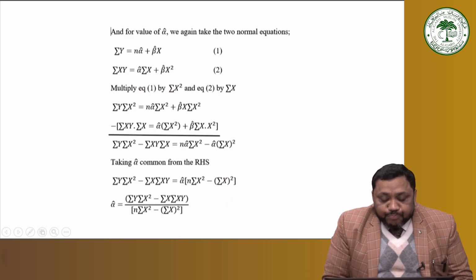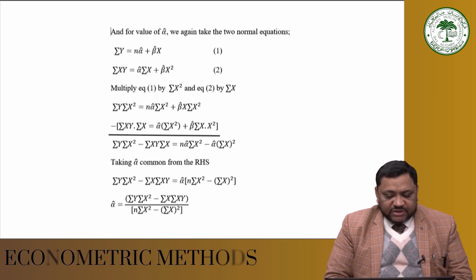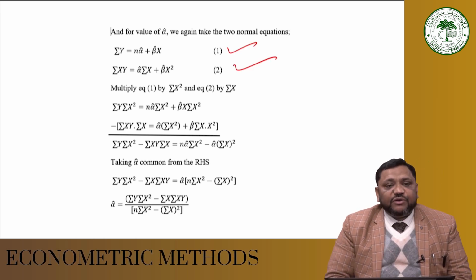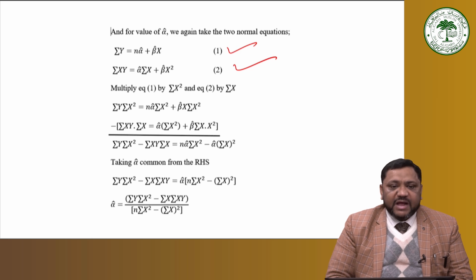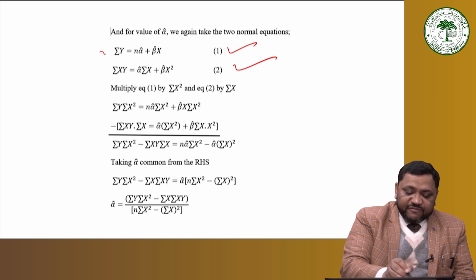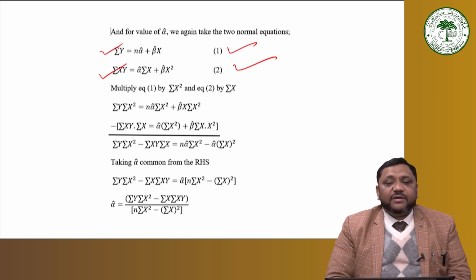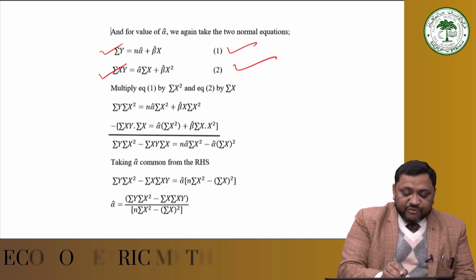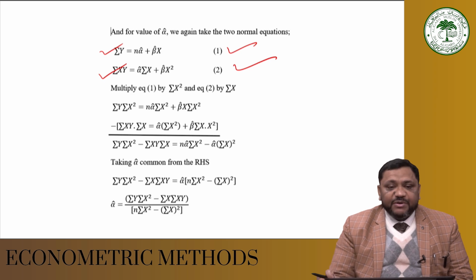Now we want to find the value of alpha hat, that is the intercept term. We take our original two equations, that is summation y is equal to n alpha hat plus beta hat summation x and summation xy is equal to alpha hat summation x plus beta hat summation x square. Now here we multiply the first one by summation x square and the second equation by summation x. Upon multiplying the first equation by summation x square, we get summation y summation x square is equal to n alpha hat summation x square plus beta hat summation x multiplied by summation x square.